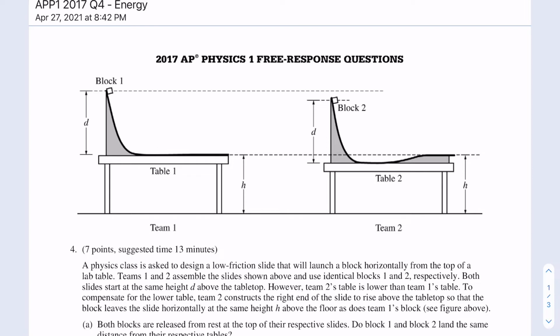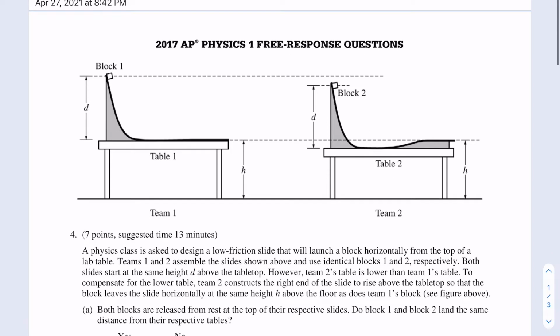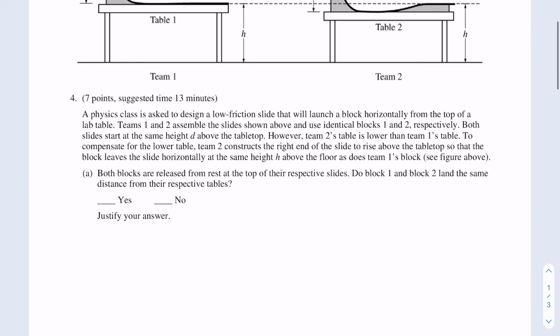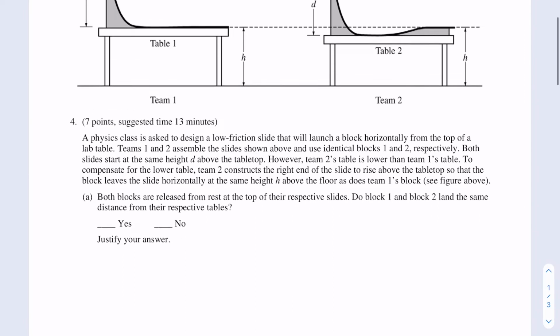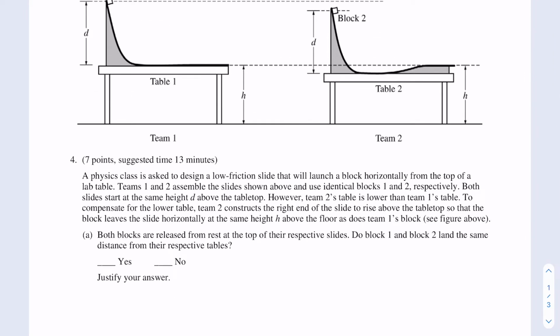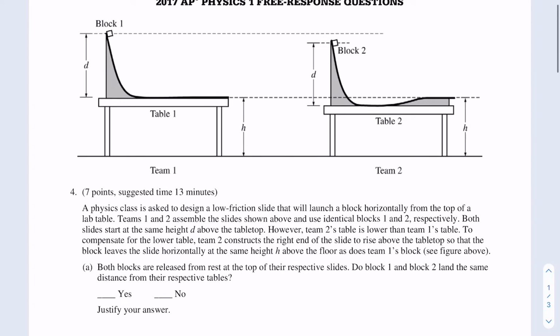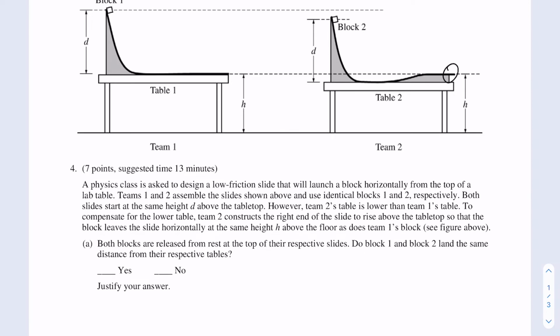2017's question 4. In this question, we're given two blocks that are being launched off of ramps that are sitting on tables. And for part A, we're asked if block 1 and block 2 are launched the same respective distance from their tables. Well, we see that block 1 actually has a higher initial starting height, and since we know both of their ending heights are the same, we can use the law of conservation of energy to figure out their final velocities at these points.